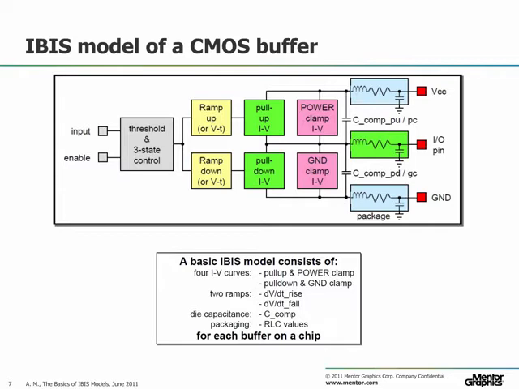There are several different ways to model a package in IBIS, but the simplest package model would be described by a simple RLC circuit for the package resistance, inductance, and capacitance.